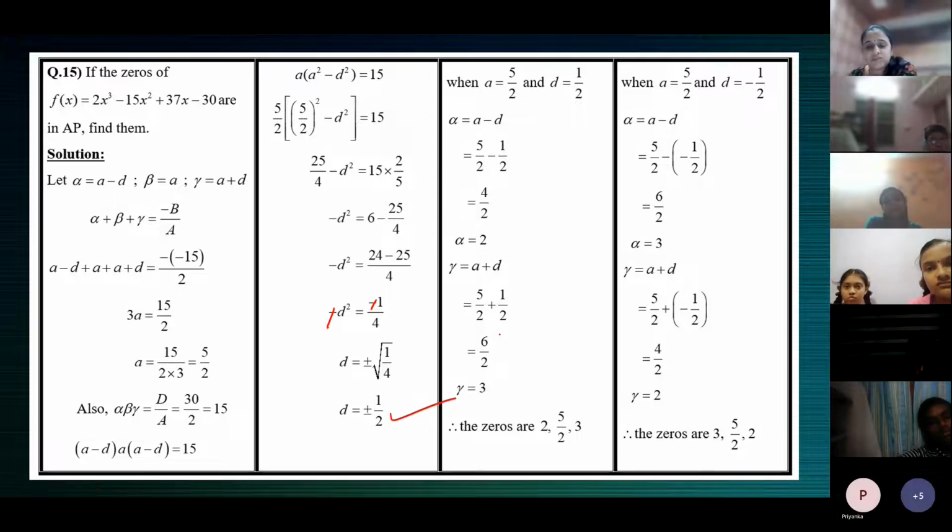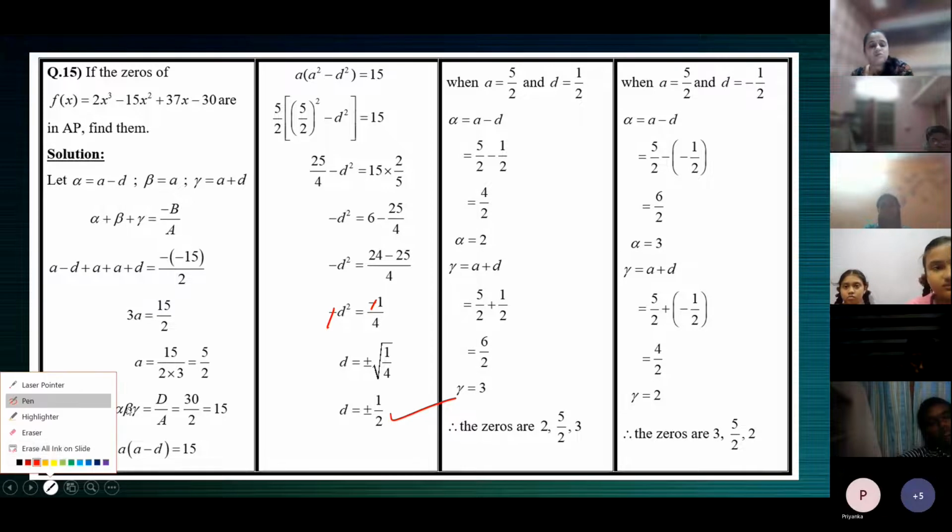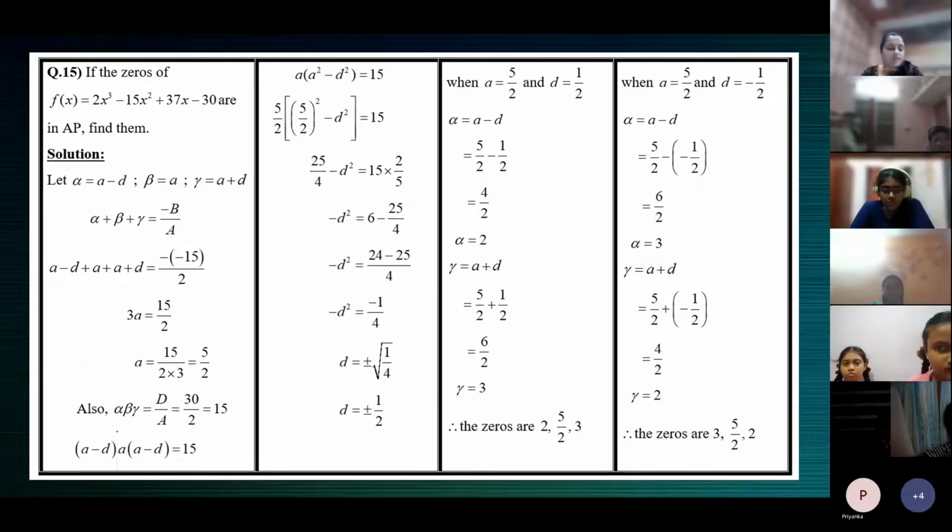So we found the values of d. What's the correction here, children? This is d, this is minus. When you take a screenshot. Yes, so we found the values of d, children.